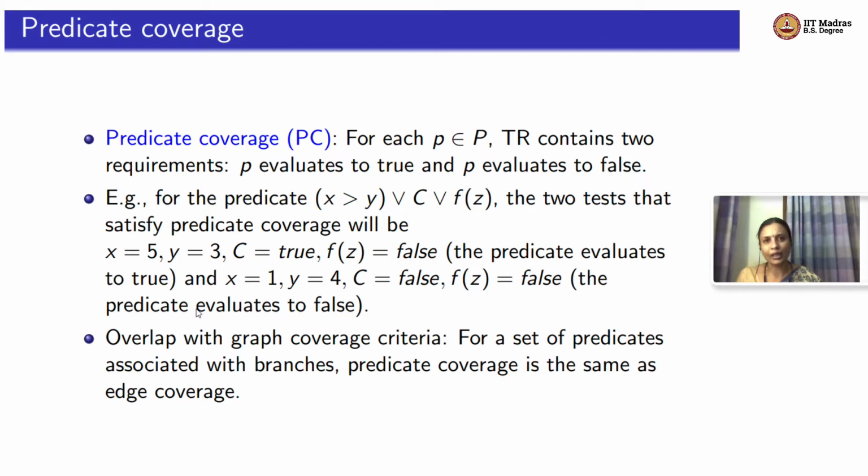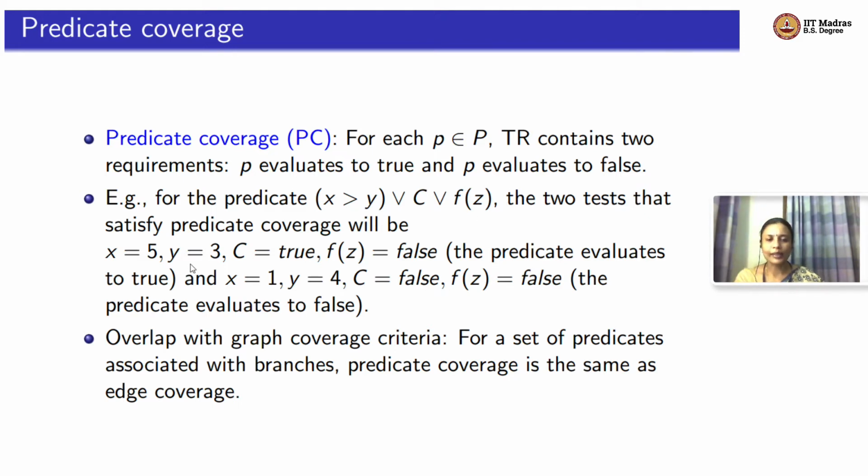For each predicate in the set P that you have collected from your software artifact, which could be code, the test requirement, or TR, contains 2 requirements: the whole predicate P evaluates to true, and the predicate P evaluates to false. For example, if I had the same predicate that we looked at a little earlier, x greater than y, or c, or f of z, the test requirement for predicate coverage would be: let this entire predicate evaluate to true once, let this entire predicate evaluate to false once.